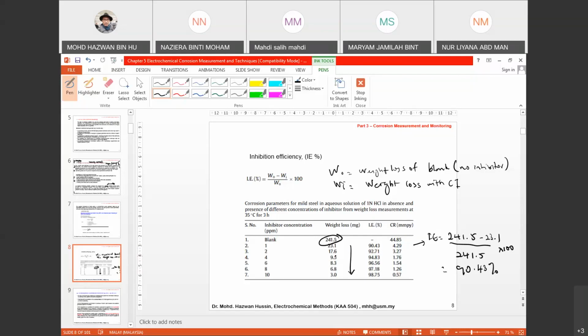241.5 minus 70.6 over 241.5. And for the corrosion rate, you can calculate based on the formula that you have seen earlier. Okay, so any questions so far for the weight loss method? I guess this is the simplest, the easiest method. Any questions so far from the floor?